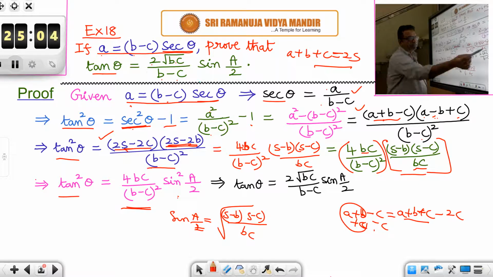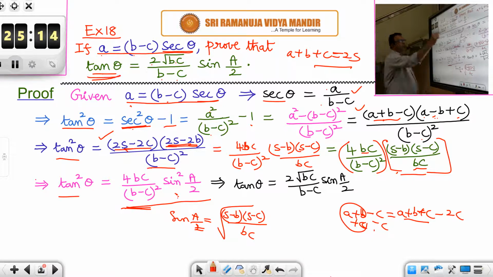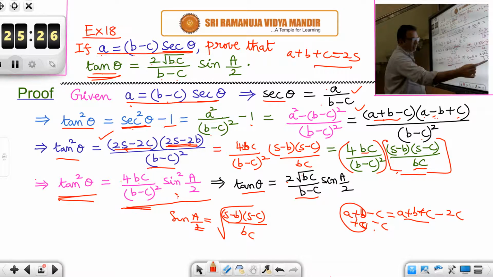So therefore the square root is not there, therefore it is sin square A by 2. So we have proved that tan square theta is equal to this one. If you want tan theta, you just have to take the square root. So tan theta is equal to, for 4 the square root is 2 root BC, by, for B minus C whole square the square root is B minus C, for sin square A by 2 the square root is sin A by 2. So that is what we have to prove: 2 root BC by B minus C sin A by 2. Okay. Let us see the next example.